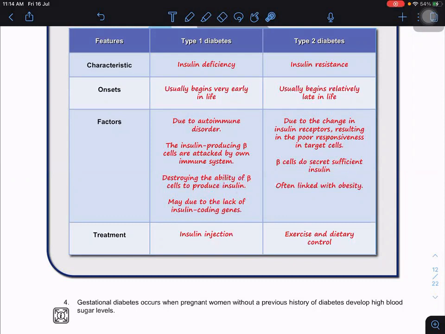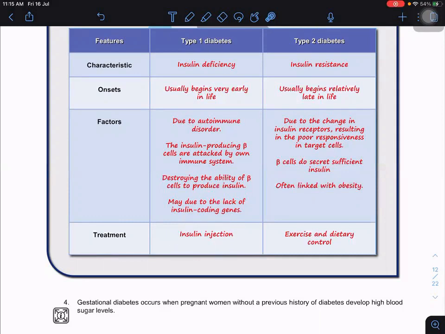Okay, and it may also be due to the lack of an insulin coding gene. It means that the gene is not there to code for insulin, or a mutation has taken place in the insulin gene. Okay, so what are the treatments? No choice: because of the lack of insulin, we provide additional insulin. So insulin injection is one of the ways.